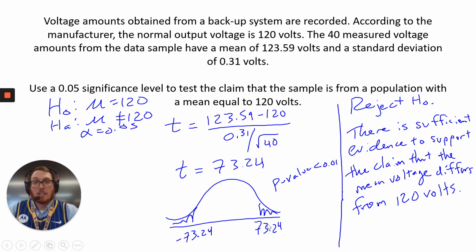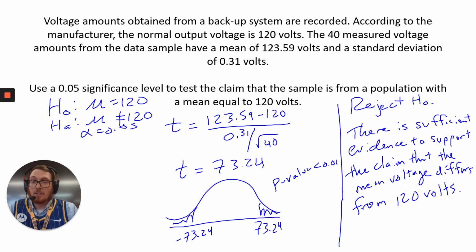This is going to be a really small p-value. Using my table, I know I've got 73.24 and negative 73.24. That's definitely going to be a p-value less than 0.01 for a two-sided test. In fact, it's much, much smaller if you actually find the p-value. I reject the claim, and then I wrote the other version.